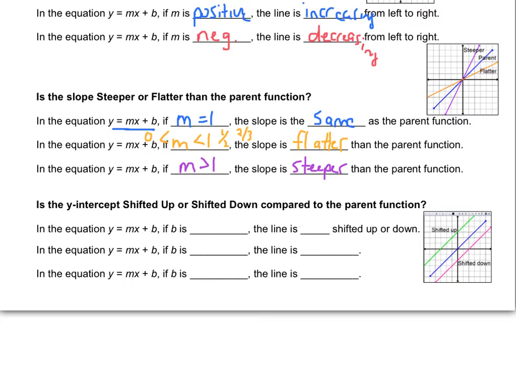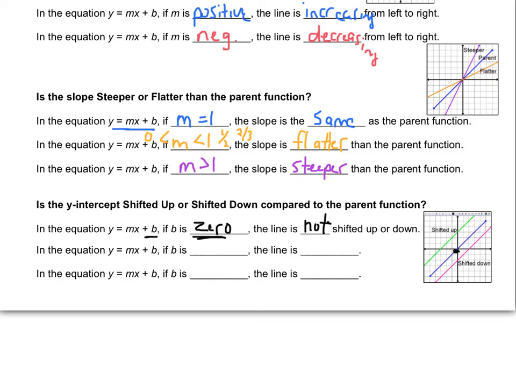First of all, the y-intercept, which is b: if b is 0, then the line is not shifted up or down. If it's 0, that means it will go through the origin right here. So if the y-intercept is 0, then the line will go through the origin, and it is not shifted up or down.